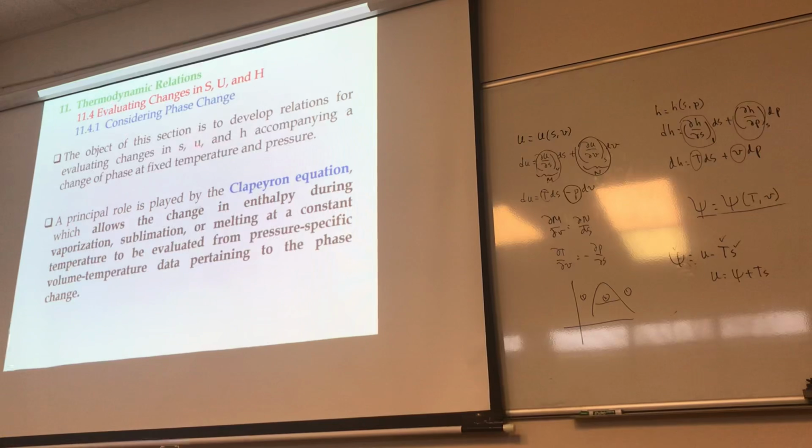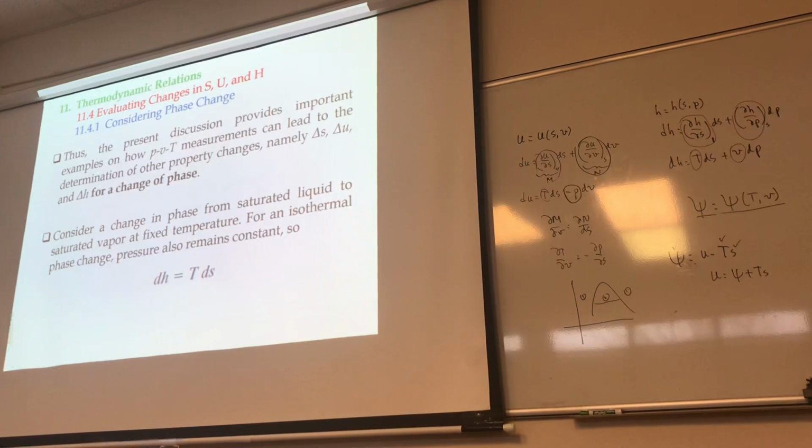Now, the object of this section is to develop relations for evaluating changes in S, U, and H accompanying a change in phase at fixed temperature and pressure. The principal role is played by the Clapeyron equation, which is what we're going to end up with. The Clapeyron equation allows the enthalpy change during vaporization, sublimation, or melting at constant temperature to be evaluated from pressure, specific volume, temperature data pertaining to the phase change. Obviously, these are just words. Let's look at them specifically.